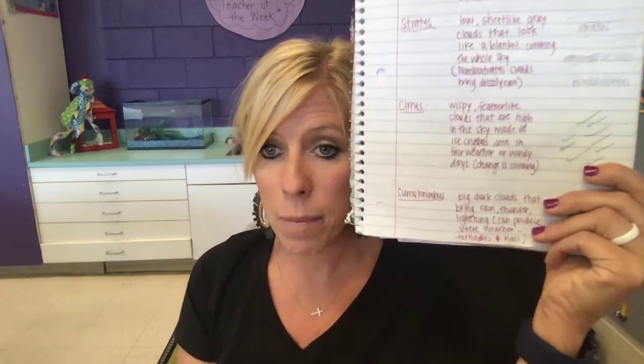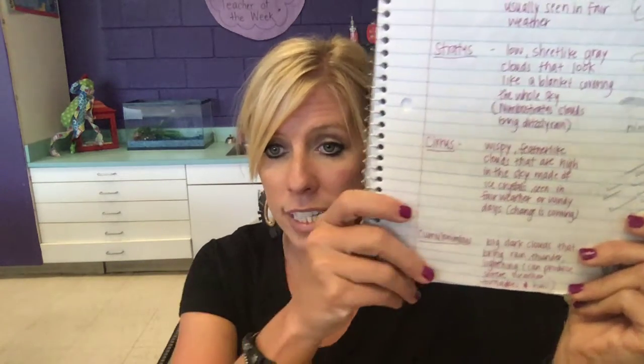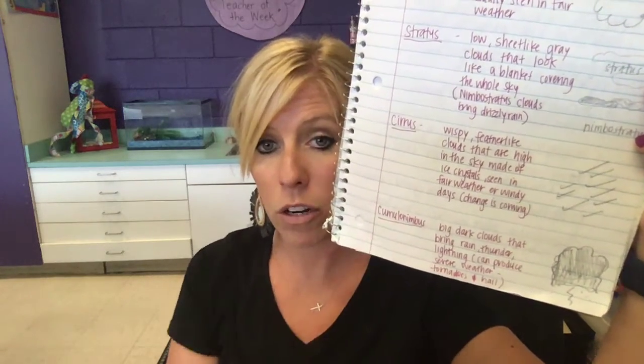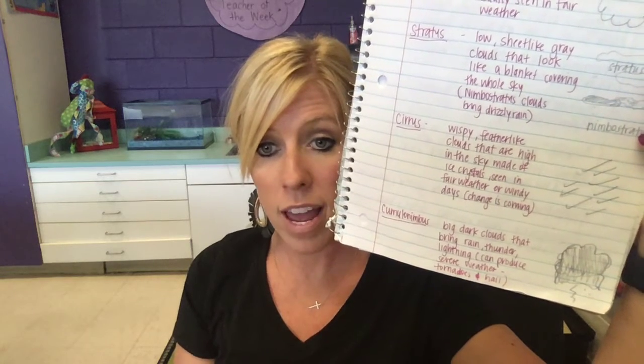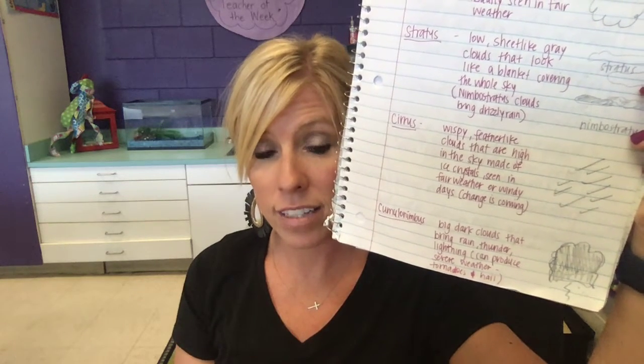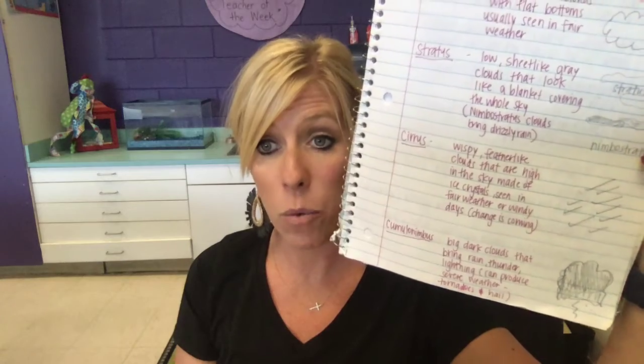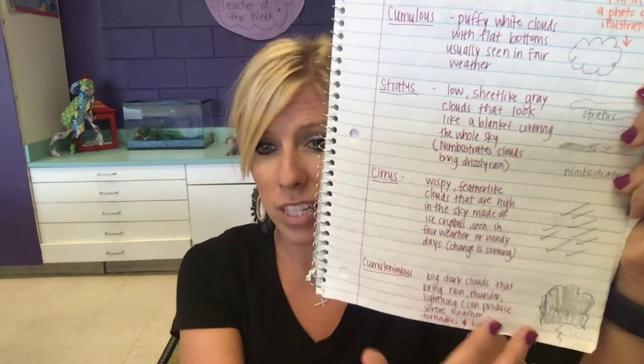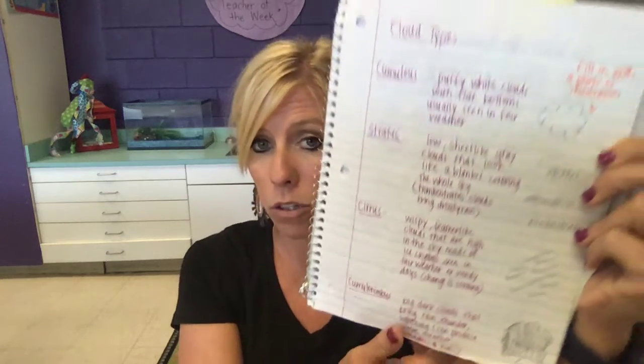Okay. Then at the bottom, I have cumulonimbus. Cumulonimbus are those cumulus clouds that are those dark stormy. They bring rain, thunder, lightning, other types of severe weather. Okay, so remember, these are the three main ones, but we see these a lot when it comes to storms.